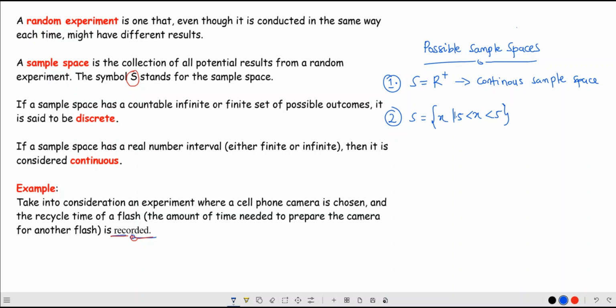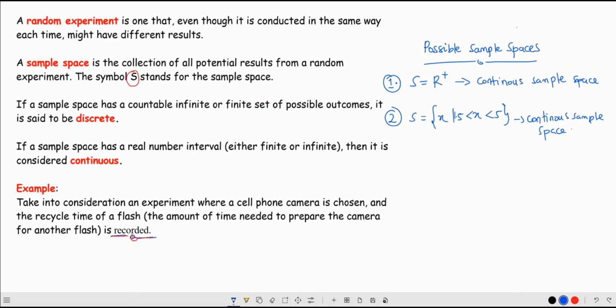One thing about this range too is that this is a continuous sample space, because we are measuring time, and time can be measured to very, very small units. That means it's possible that we are going to get decimal values there. So you are going to consider this a continuous sample space.